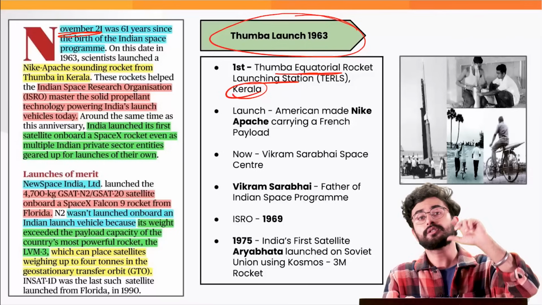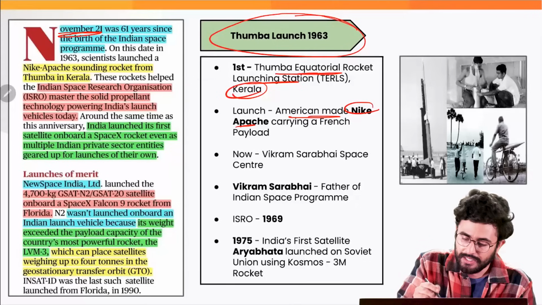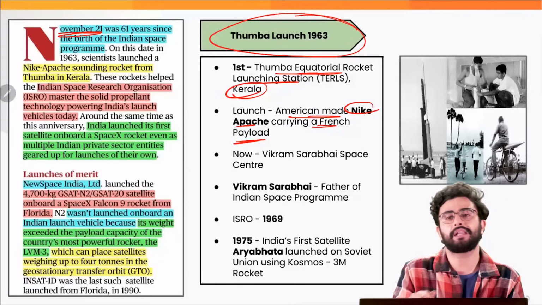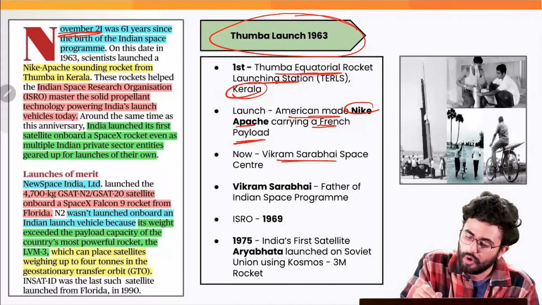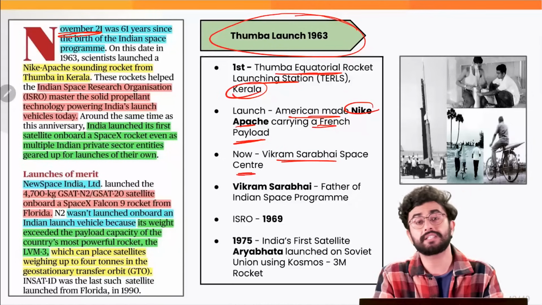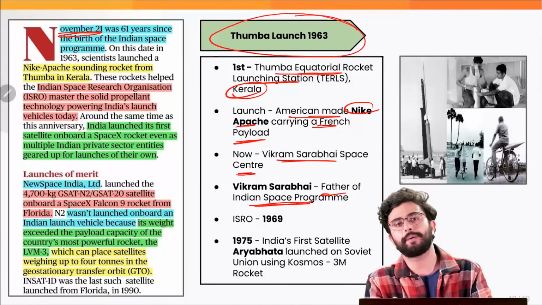What was the first launch which we did? We launched an American-made Nike Apache carrying a French payload. And now this same Thumba Equatorial Rocket Launching Station is also known as Vikram Sarabhai Space Center. Vikram Sarabhai is called the father of the Indian space program.